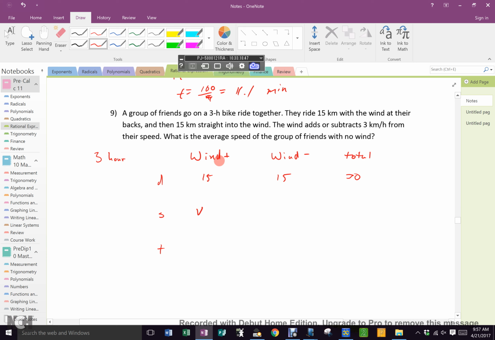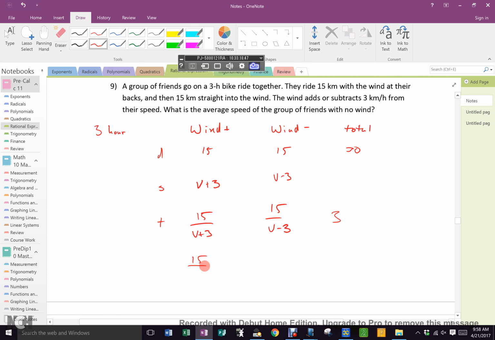So when the wind is helping them, it is V plus what? Read the question. V plus 3. When the wind is hurting them, what is it? V minus 3. Cool? And what is time always? Distance divided by velocity, yes? So our distance is 15, V plus 3, 15, V minus 3, right? And how long did the ride take? 3 hours. So our equation is 15 over V plus 3, plus 15 over V minus 3, equals 3.